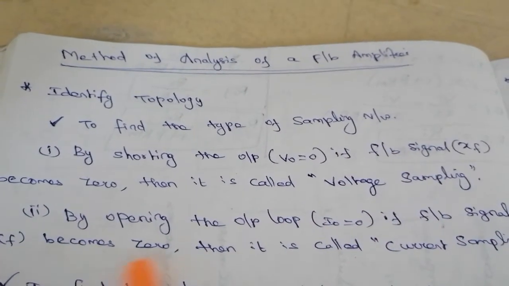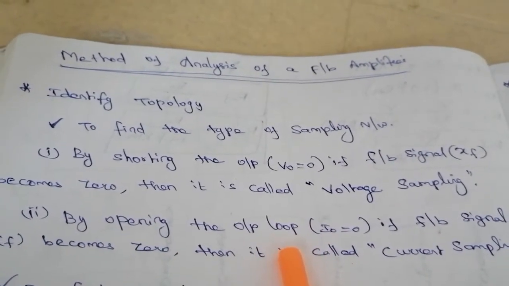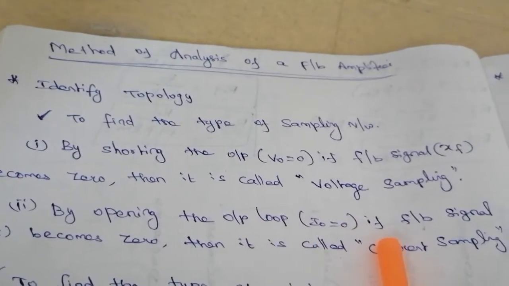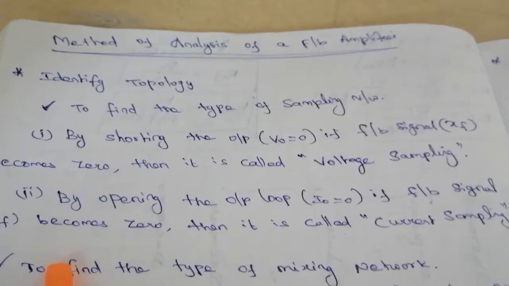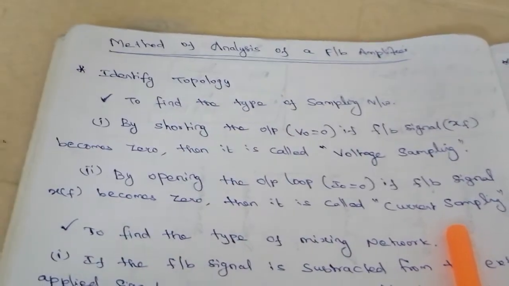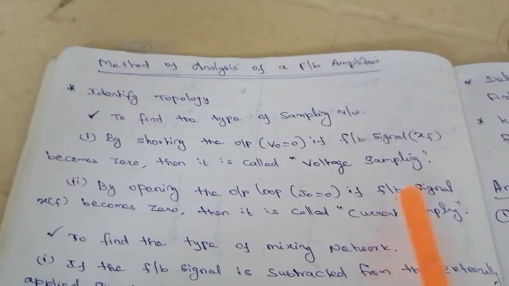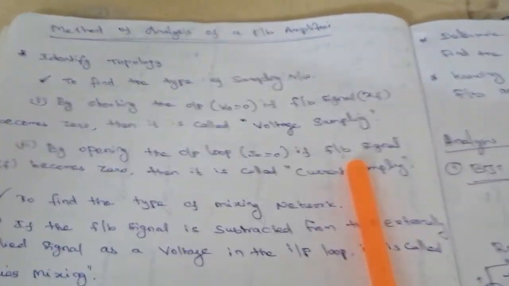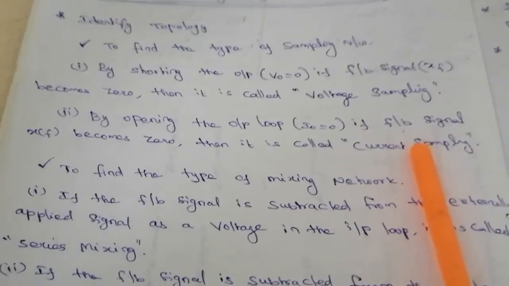Whereas by opening the output loop, that is I naught equal to 0, if the feedback signal becomes 0, then it is called a current sampling. Okay. So based on this definition, we are finding the type of sampling network. It may be a voltage sampling or current sampling.